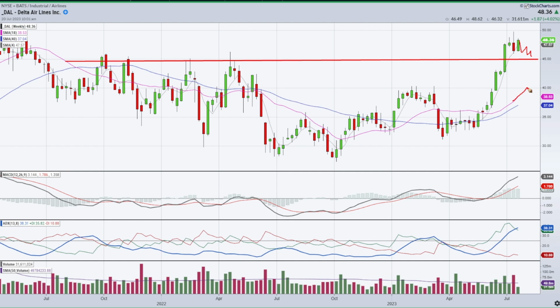I don't necessarily look for a pullback to the 18 when the ADX is rising like this. Okay, this is very important. If the ADX is rising, we only look for a pullback to support, which is very strong here around 45. So that's probably what I'd be watching for.